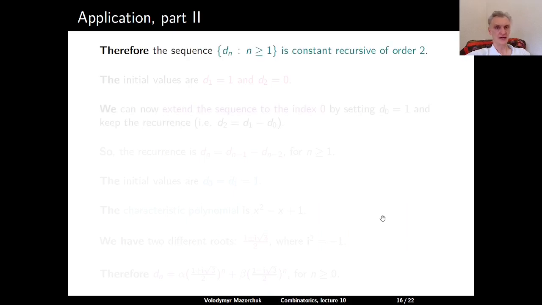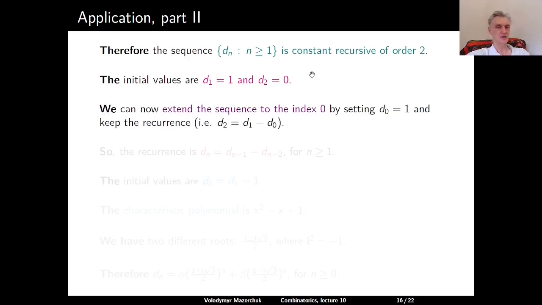So our sequence d_n is constant recursive of order 2, and the initial values are d_1 is equal to 1 and d_2 is equal to 0. We can actually extend it to the index 0 by setting d_0 to be equal to 1, and so we keep the recurrence. So d_2 becomes d_1 minus d_0 as well. So we can assume that our sequence starts from 0 and the initial element d_0 is 1. So the recurrence is d_n is equal to d_{n-1} minus d_{n-2} for all n greater than or equal to 0, and the initial values d_0 and d_1 are equal to 1.